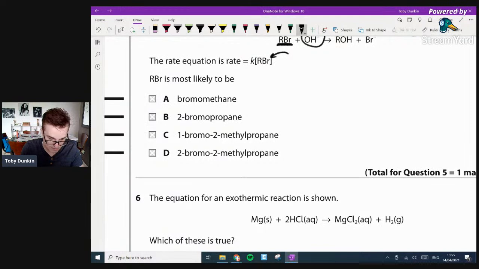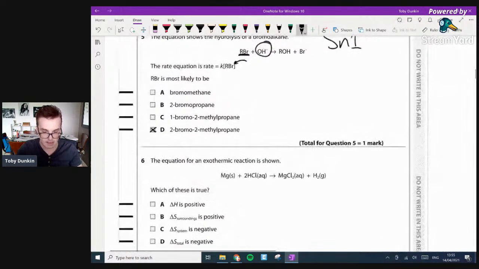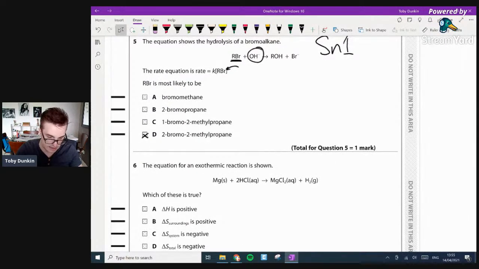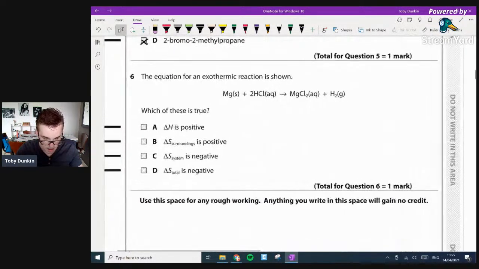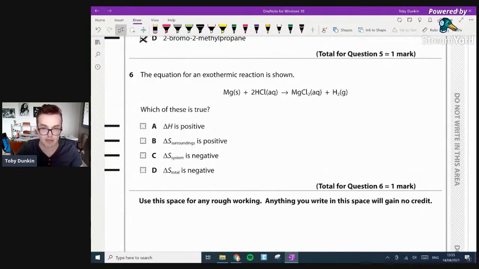Bromomethane is primary, 2-bromopropane is secondary, 1-bromo-2-methylpropane is primary, 2-bromo-2-methylpropane is tertiary. So that one's going to be much more likely to be RBR.